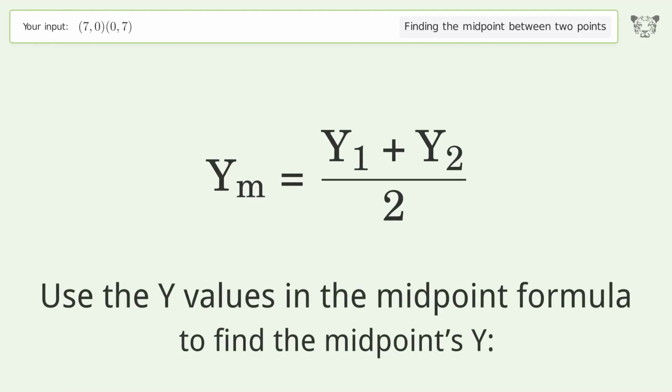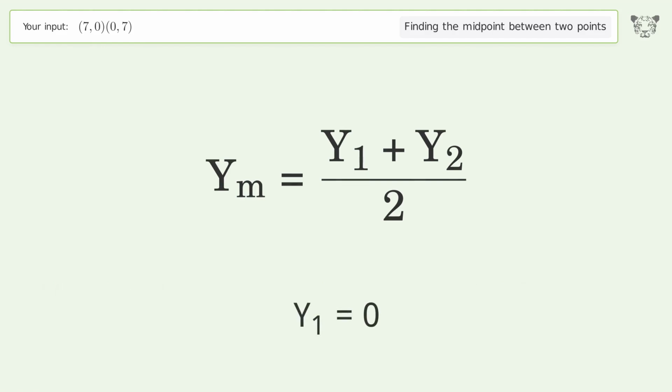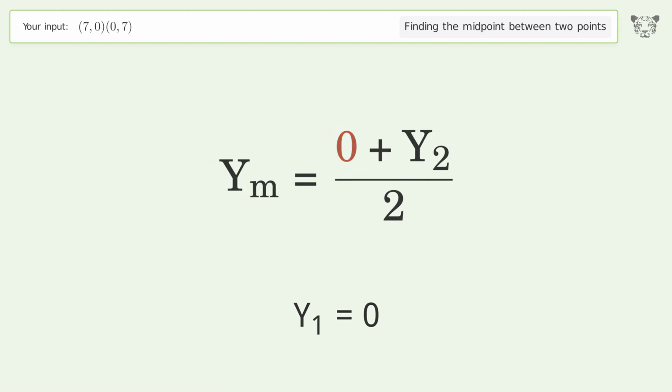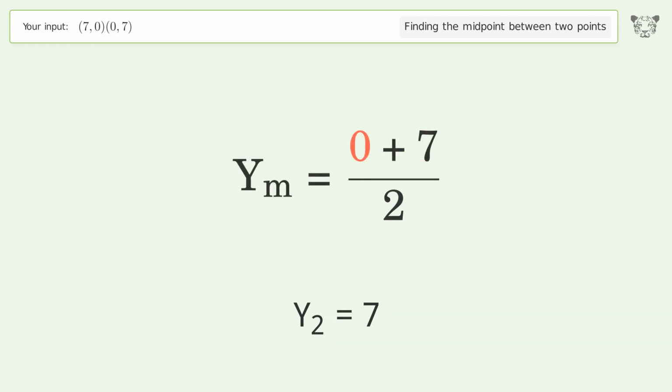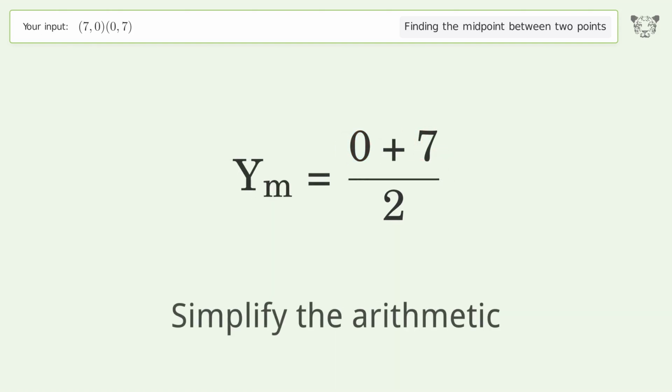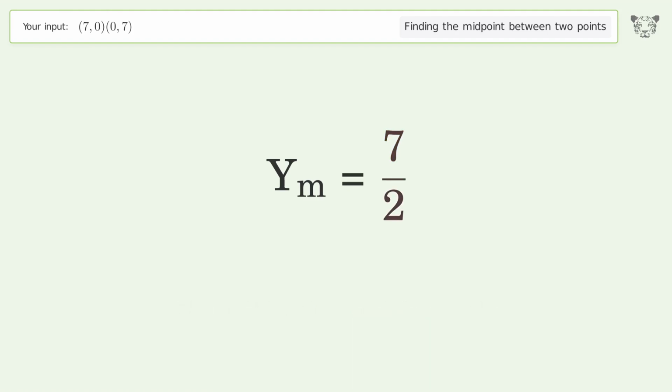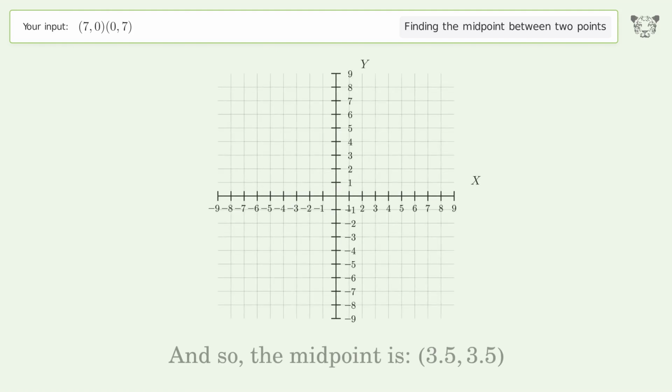Use the y values in the midpoint formula to find the midpoint's y. y1 equals 0. y2 equals 7. Simplify the arithmetic. And so, the midpoint is 3.5, 3.5.